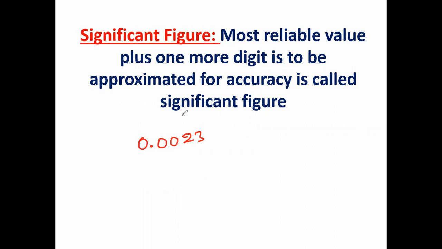0.0023 is there. How many significant figures are there in it? If the zeros are before the non-zeros, they are not counted. So the number of significant figures is 2. We will take it.